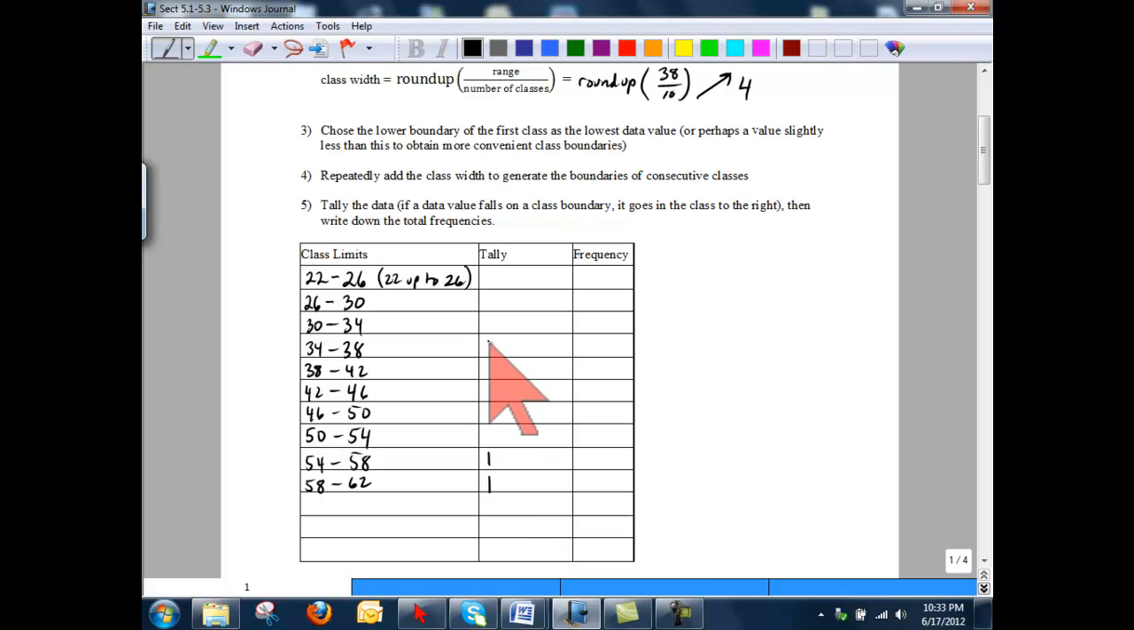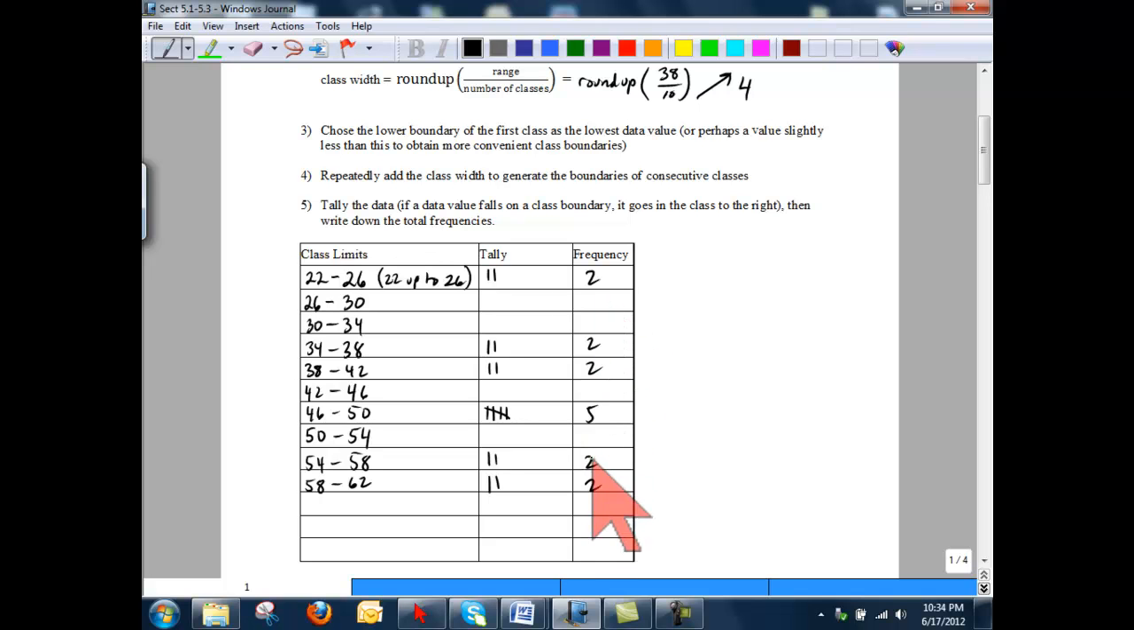A 35, a 41, 46, 25, 47, 60, the big number, 54, 46, 49, 46, 41, 34, and 22. And then for readability, we might just say 2, 2, 2, 5, 2, 2.